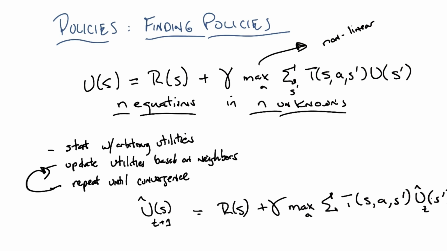Yep. So all these n equations are all tangled together, because of this expectation. So really, just to make it clear, this should be a summation over S prime. I'm going to update the utility of S by looking at the utilities of all the other states, including itself, S prime, and weight those based on my probability of getting there, given that I took an action.